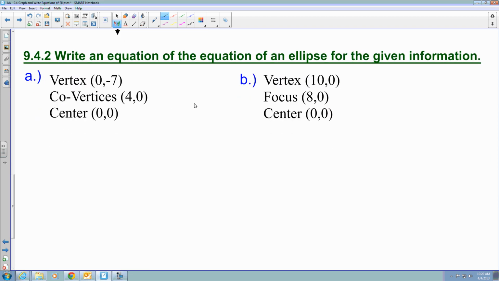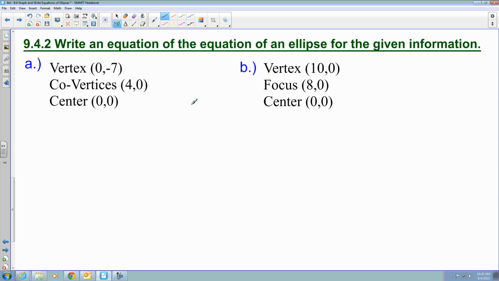Last thing I have is you're going to be given some points for the ellipse, and you must be able to write the equation of the ellipse from the given information. For a, the center is at 0, and what they're telling us is that the vertex is at 0 comma negative 7, and the co-vertex is at 4 comma 0.